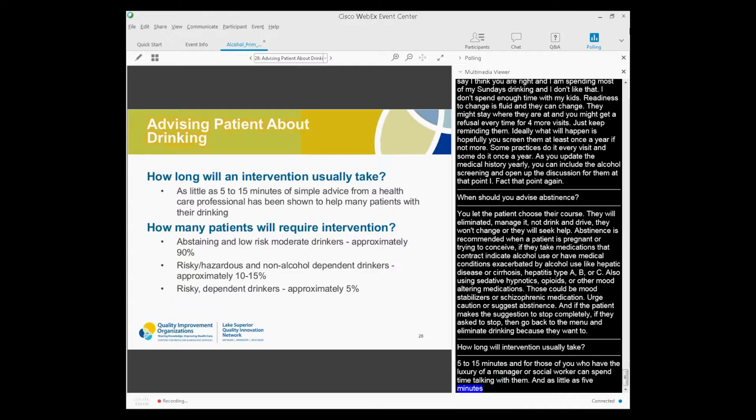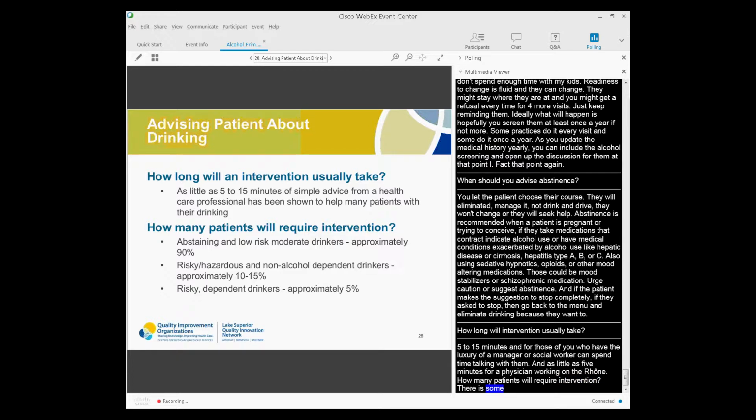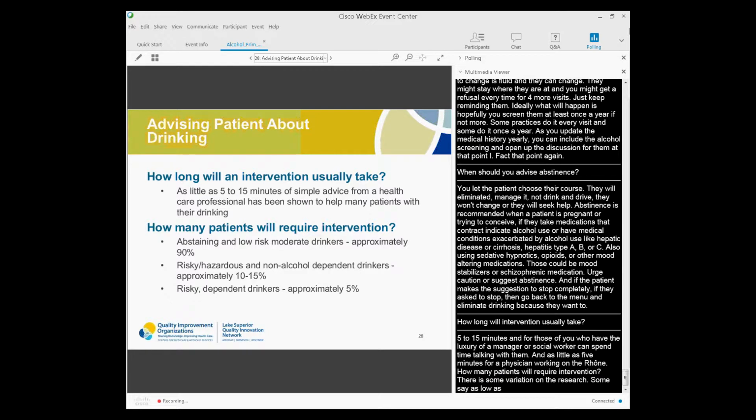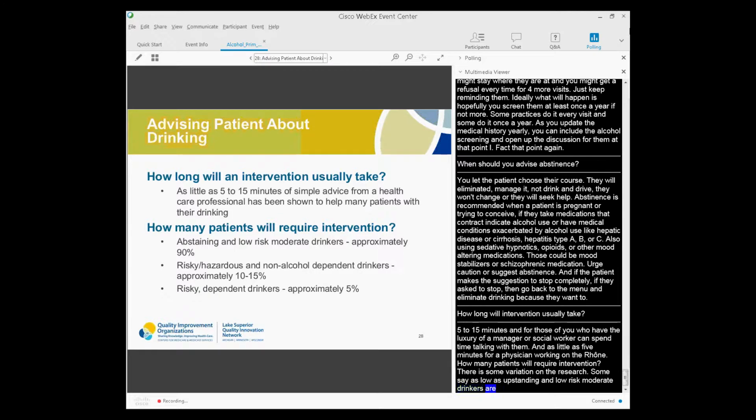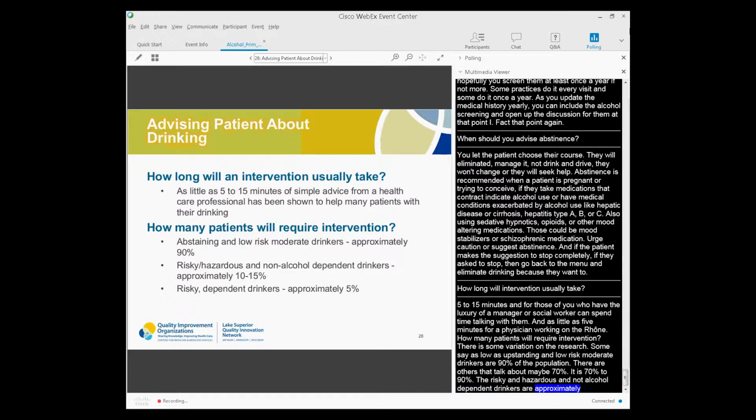So, how many patients will require intervention? Generally, there's some variation on the research on this. Some say abstaining and low moderate drinkers are going to be approximately 90% of your population. There are others that talk about maybe 70%, so it's really 70 to 90%. The risky and hazardous non-alcohol dependent drinkers, approximately 10 to 15 to 20%, and then risky dependent drinkers, about 5 to 7%. And that depends on the researcher you talk to.